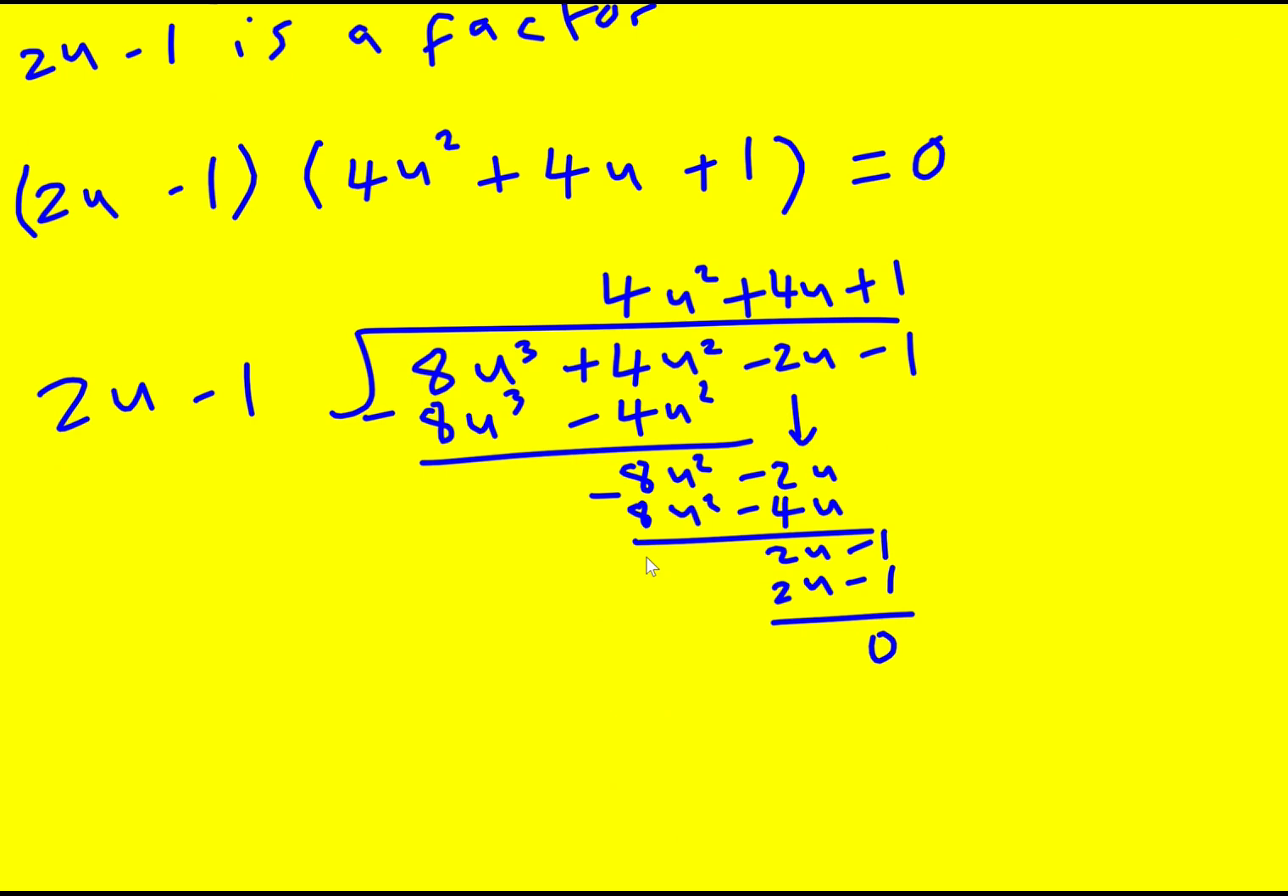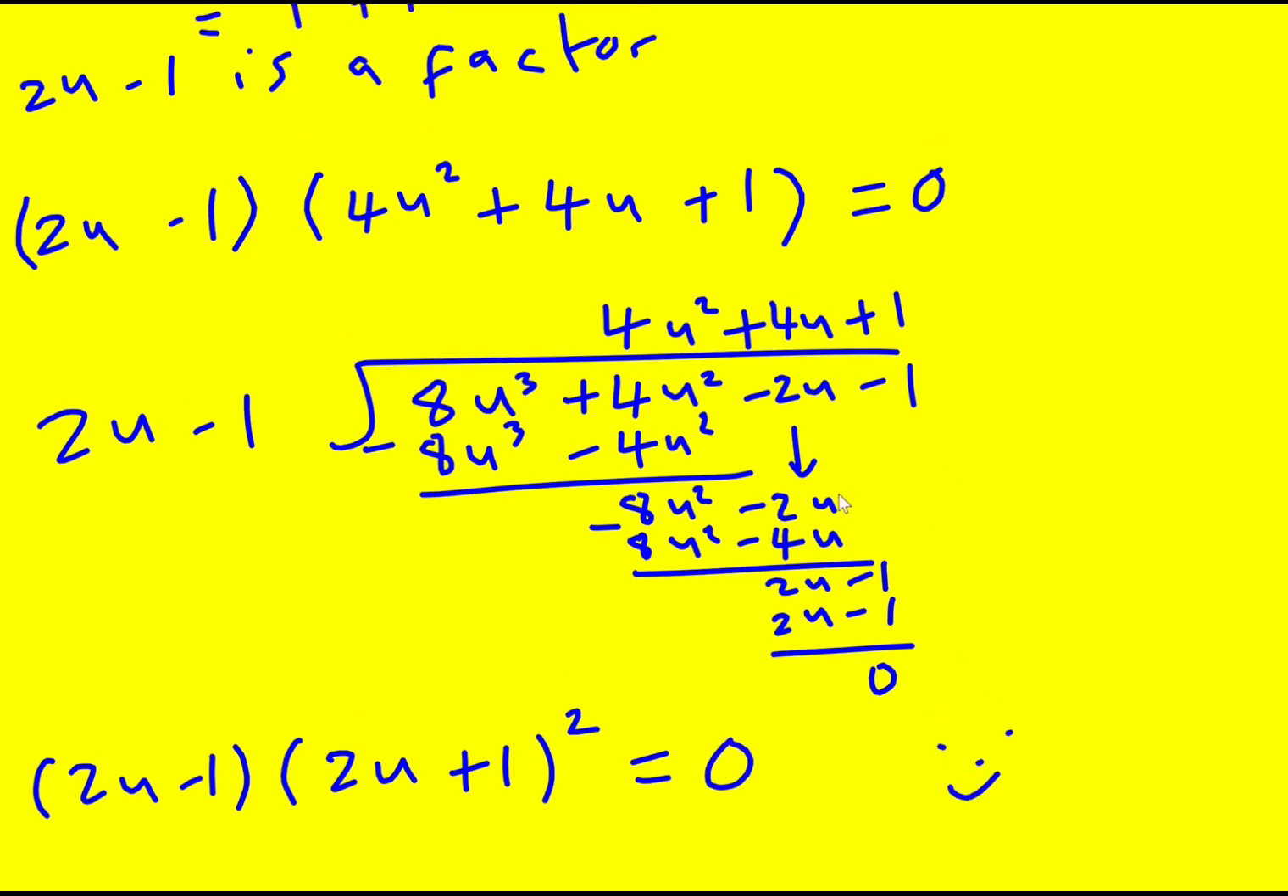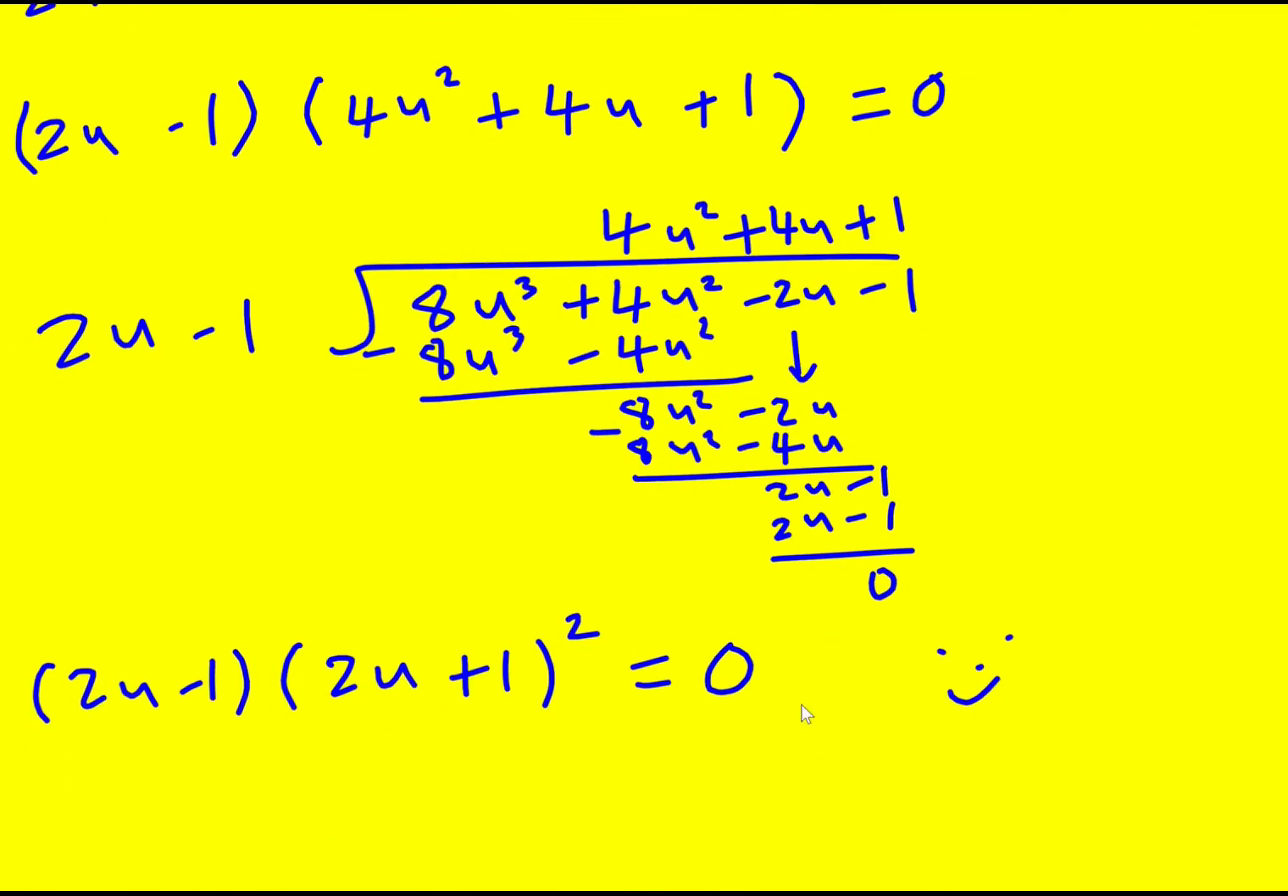Okay, so that means we've got 2u minus 1 times something. And I'm now going to try and factorize this. And actually, it factorizes quite quickly to 2u plus 1 squared. Okay, that will work out equals 0. And we've actually got an equation now to solve. But look at all that stuff we had to do to get there.